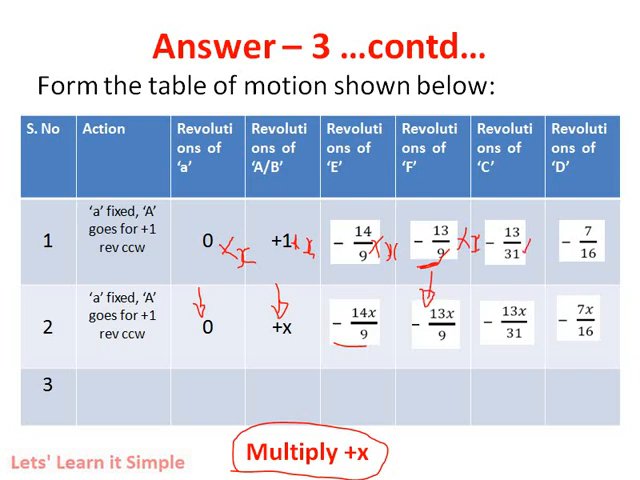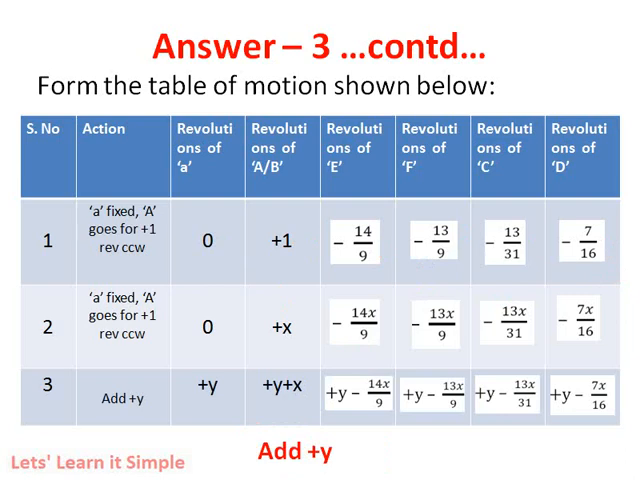Now, if you multiply this value with x, you will get minus 13x by 31, and the last column, if you multiply this with x, you will get this value. So the second step is very simple. You have to multiply each of the cells with x, and you have to fill the second row. Third row is again simple, and we have discussed it in the previous two videos as well. So you have to add y to all the elements. You have to add y.